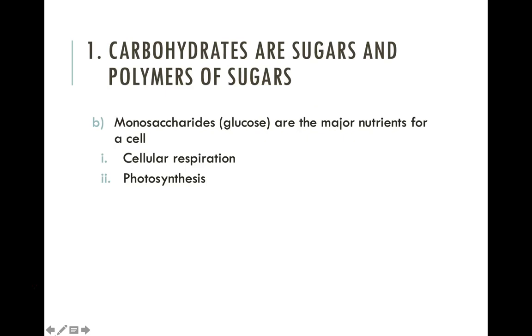So monosaccharides, and specifically glucose, are the major nutrients for the cell. Glucose is the basis for the processes of cellular respiration and photosynthesis. In photosynthesis, plants take in sunlight energy and convert it into chemical energy. That's a really important process because it stores all of the energy that living organisms on Earth need. So photosynthesis takes in sunlight and stores it as glucose.